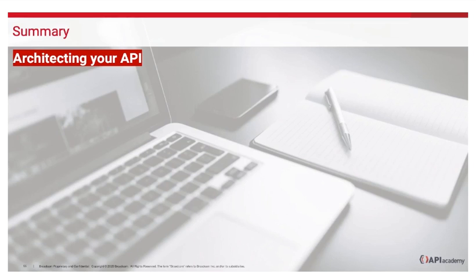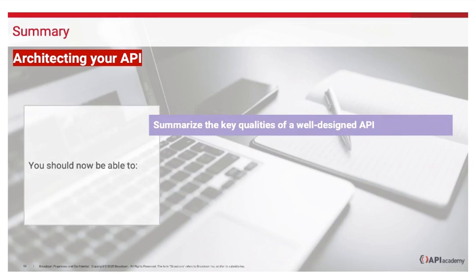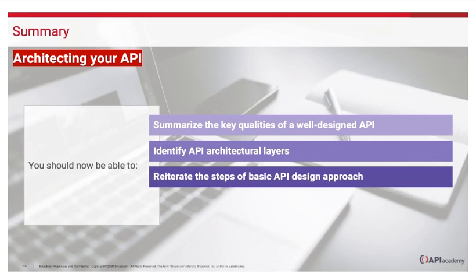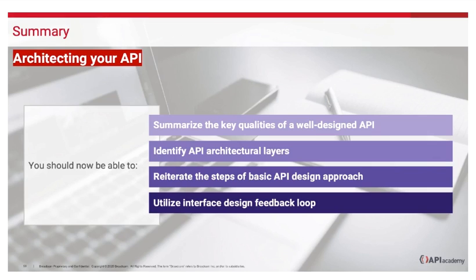You've reached the end of the video Architecting Your API. You should now be able to summarize the requirements of a well-designed API, which includes security, usability, scalability, testability, and reliability. Identify the common architectural layers of an API, from orchestration to representation, caching, and security. Follow the steps of a basic API design approach. And utilize the interface design feedback loop.